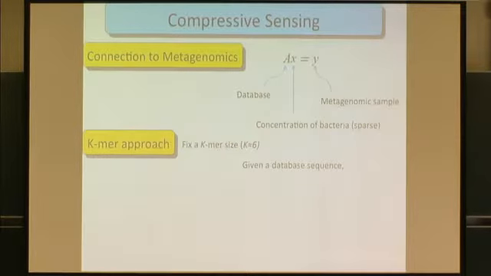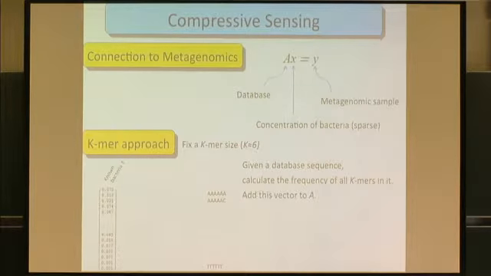Well, given a database sequence, we're going to calculate the frequency of all the Kmers in it. So we take a known bacteria, like go to RDP's training set and take one of those sequences and calculate all its Kmer frequencies, add that to your matrix A, then go on to your next bacteria, and then your next one, and then your next database sequence, etc.